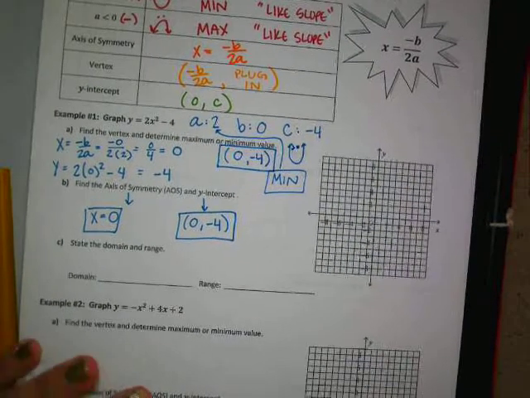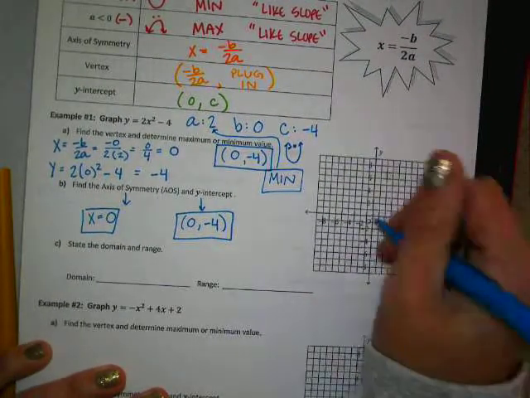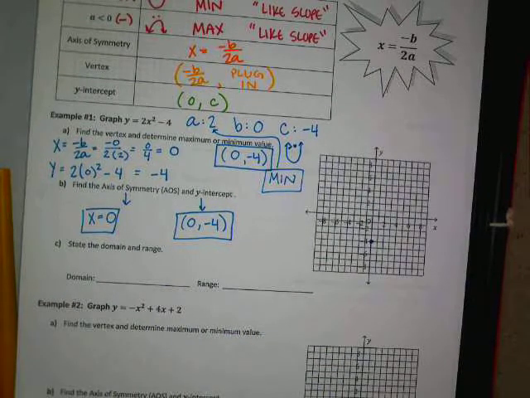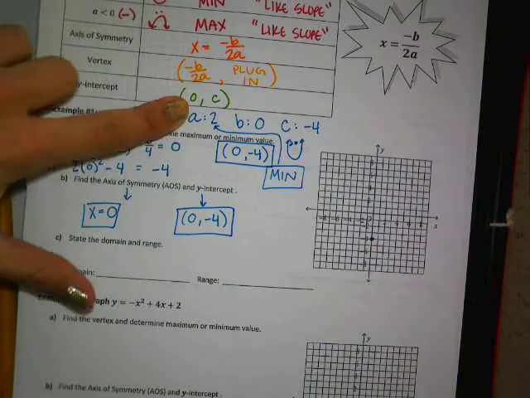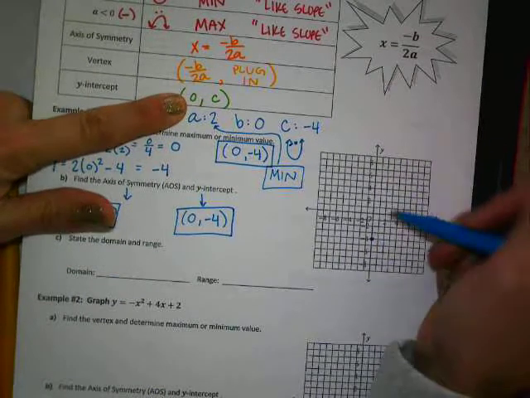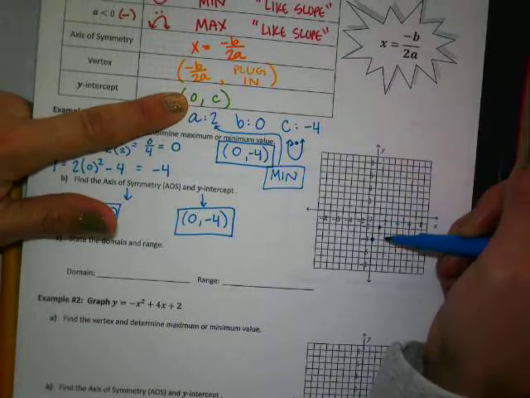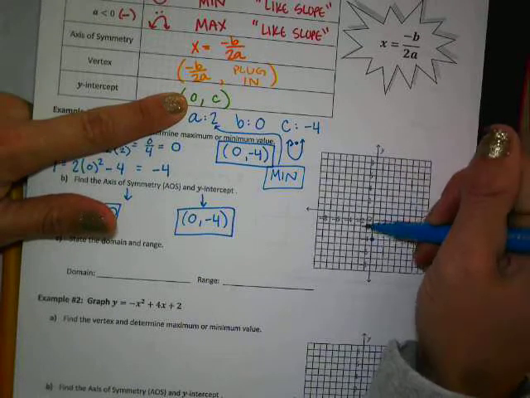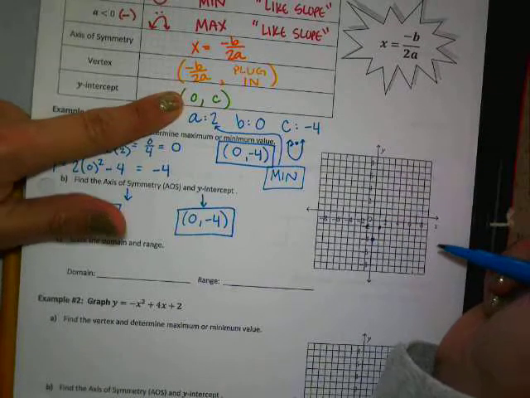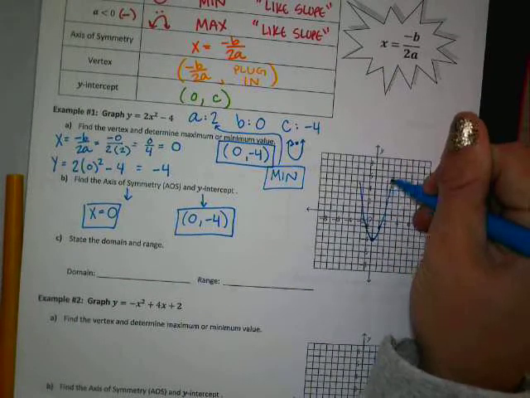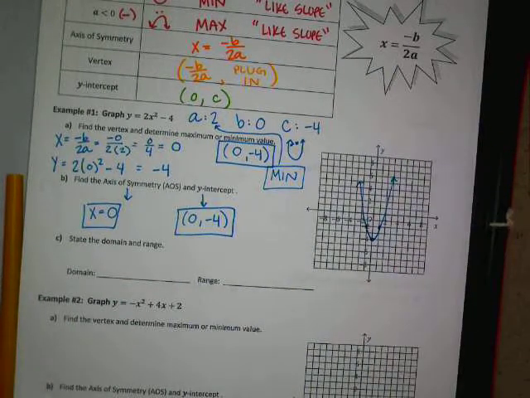So I'm going to go over here and graph it. I'm going to plot my vertex at 0, negative 4. Now to get those other 2 points, I'm going to use my a value, which is 2. That's going to be the number kind of like slope. So from your vertex, you're going to go up 2 over 1. Up 2 over 1. Remember, those are the only 3 points you can plot. And then draw your graph.